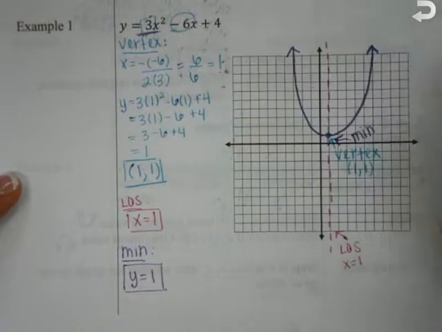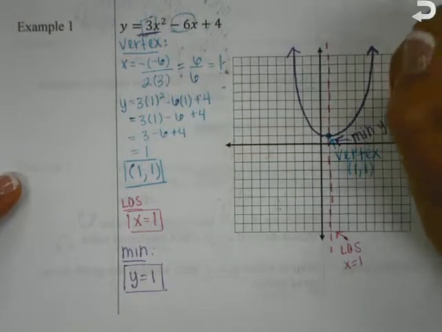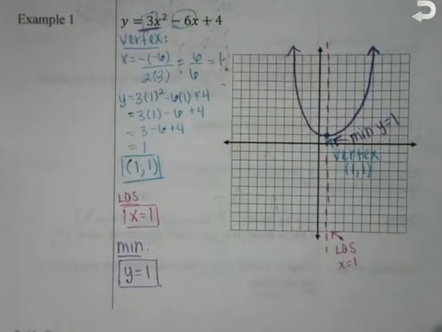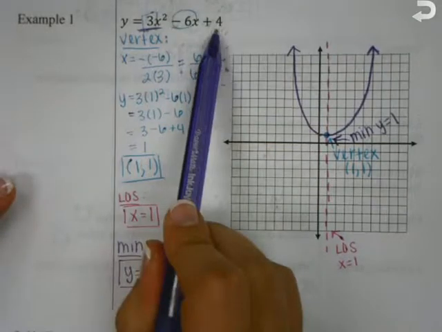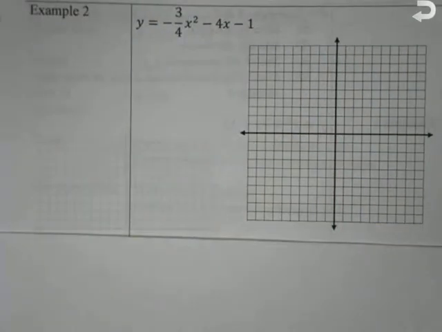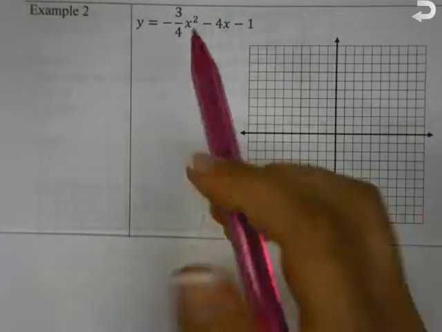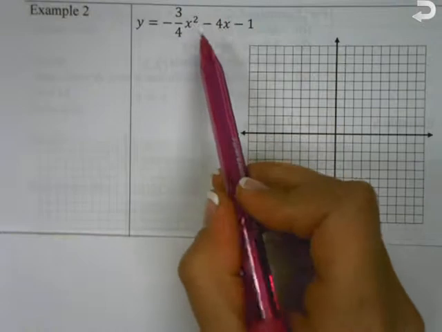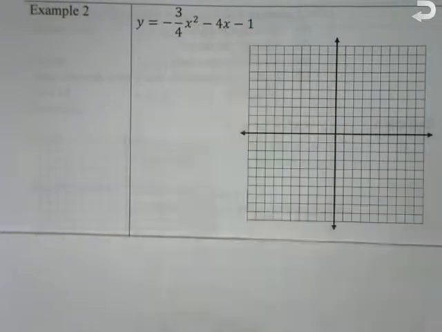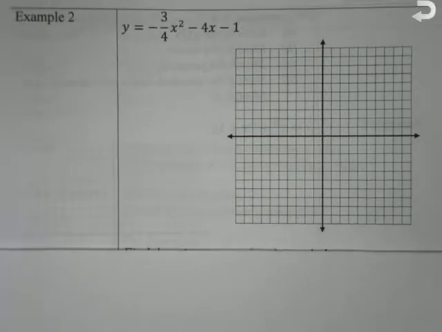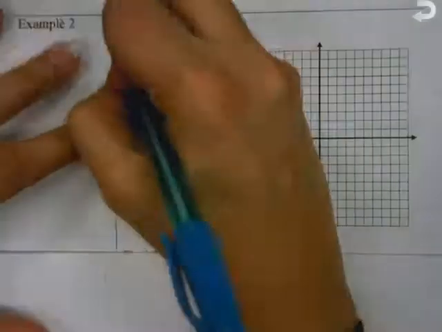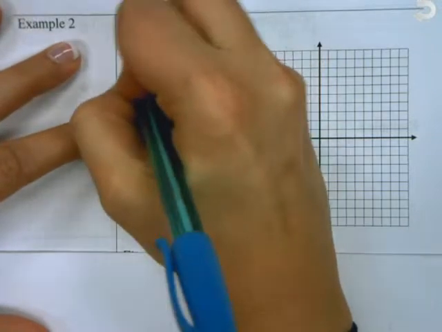Okay, example 2. We have y equals negative 3/4 x squared minus 4x minus 1. So write out the equation, draw your axes, and then we will get started. So vertex is the first thing we have to find. Now we can't find the vertex until we know what x is. X, what's the formula? You guys should know this. Negative b over 2a. Good, negative b over 2a.